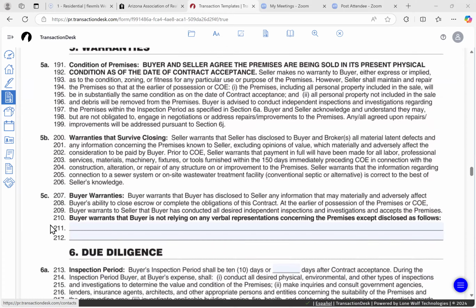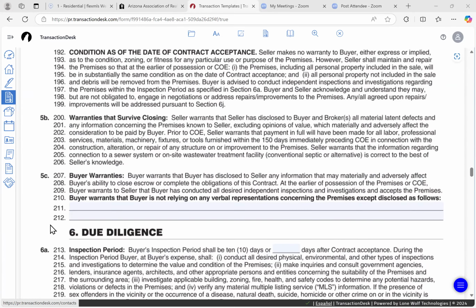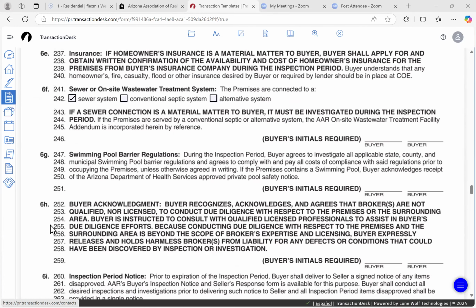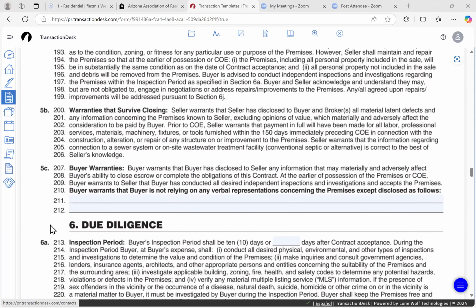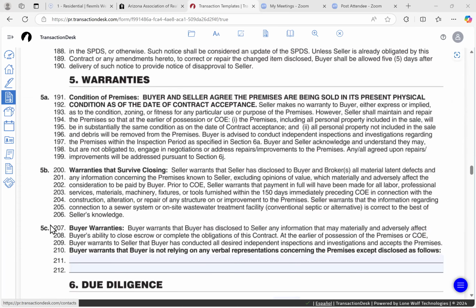I think we've got time for, we'll probably just do one more section because the next section is pretty big and it's the due diligence, and I don't want to rush that one. That's a really important part of the contract. So let's talk about warranties.